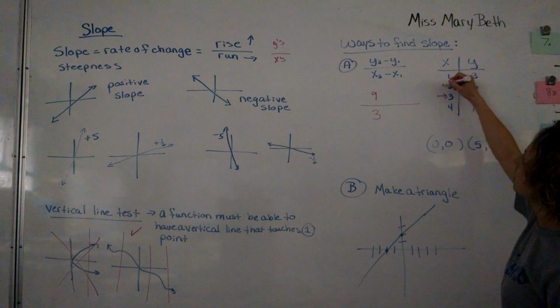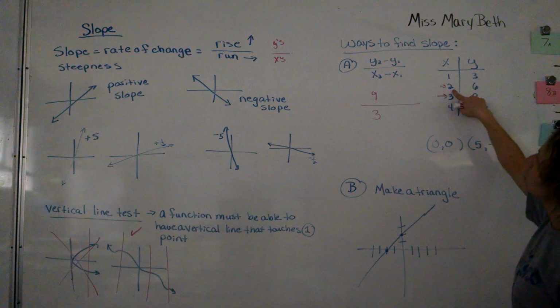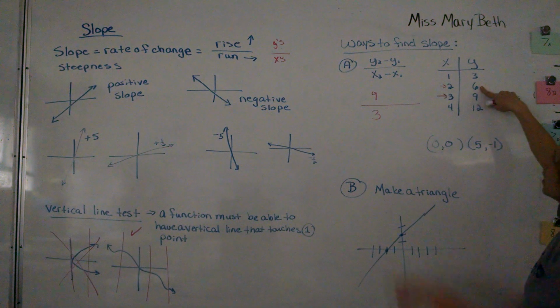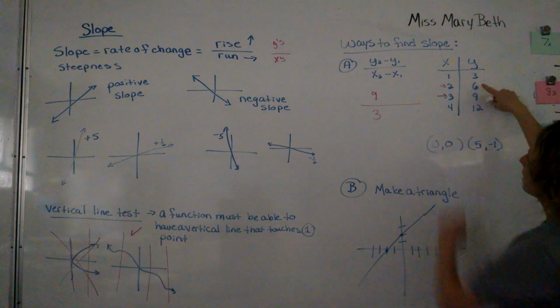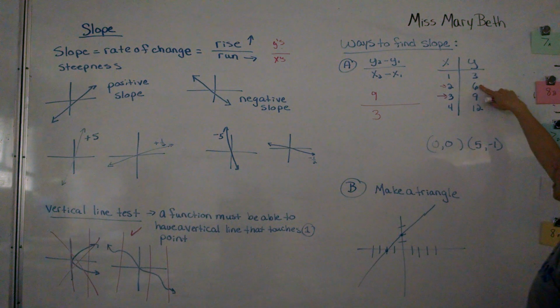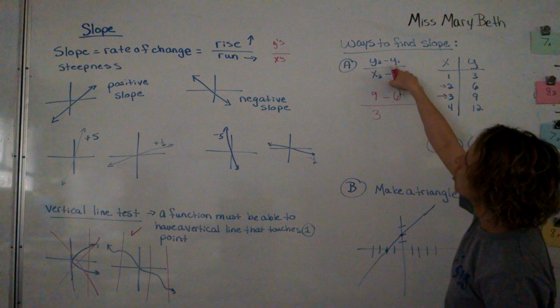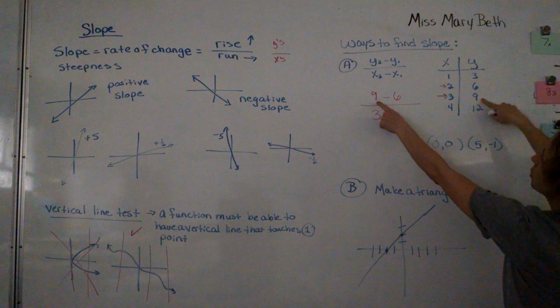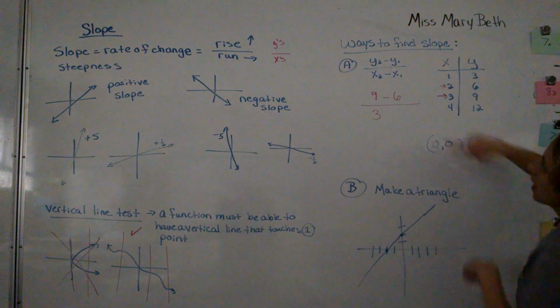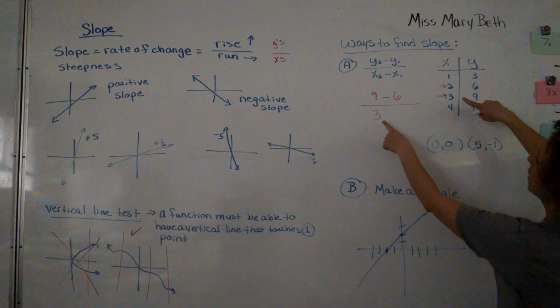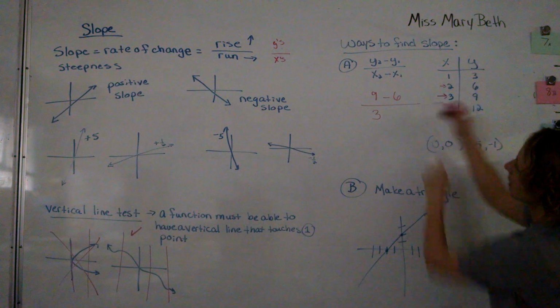I can pick either of these. I'll pick the next one, because that looks fine. 2 and 6. 6 is my y. It's going to be my earlier y, that makes it my y1. So it's y2 minus y1, 9 minus 6. Now I want to do x2 minus x1.